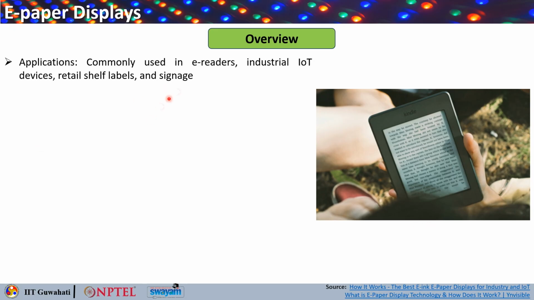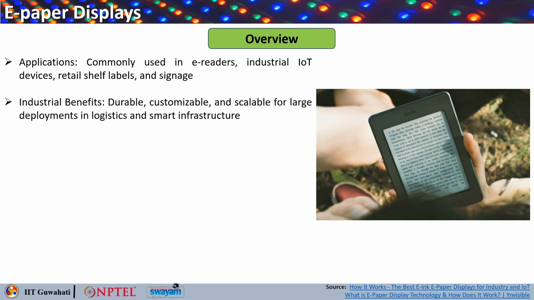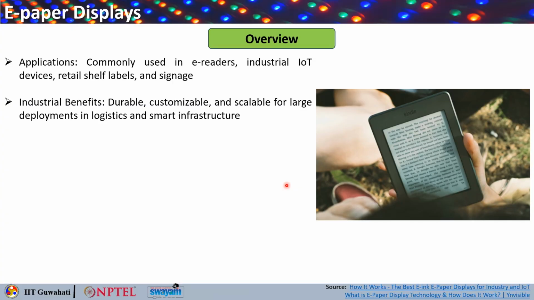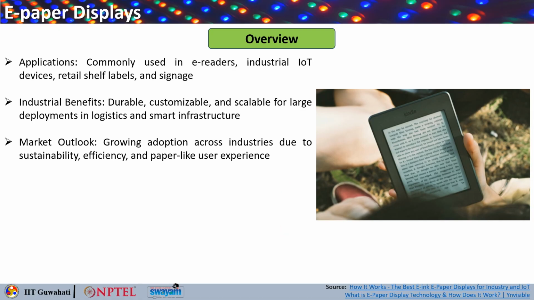These are typically used for e-readers, and there are industrial IoT devices, then retail shelf labels and signage based on this technology. So, what are the benefits? The first thing is this is durable, customizable and scalable for large deployment in logistics and smart infrastructure.